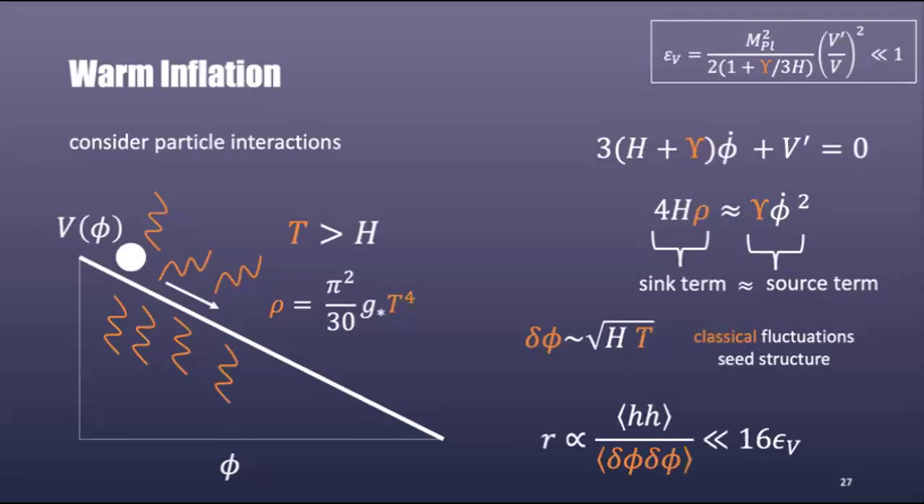The other thing I want to point out is that we have an additional source of friction, and that makes it easier to fulfill the slow roll condition. Previously, our potential had to be very, very flat because Hubble friction is very weak. But if you have additional particle production, you can have a steeper potential and higher friction, and you can still be in slow roll.